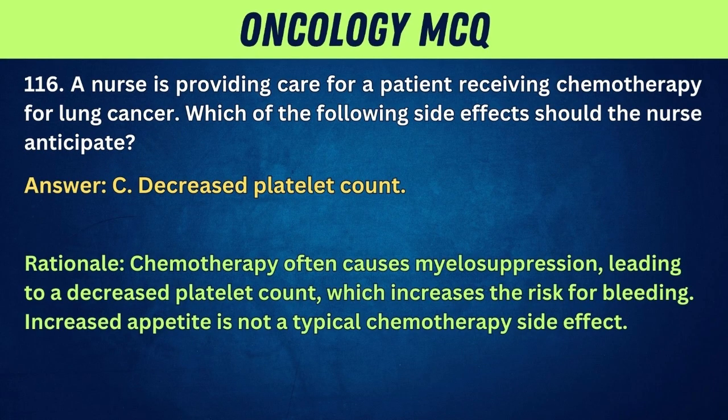Answer: C. Decreased platelet count. Rationale: chemotherapy often causes myelosuppression, leading to a decreased platelet count, which increases the risk for bleeding. Increased appetite is not a typical chemotherapy side effect.